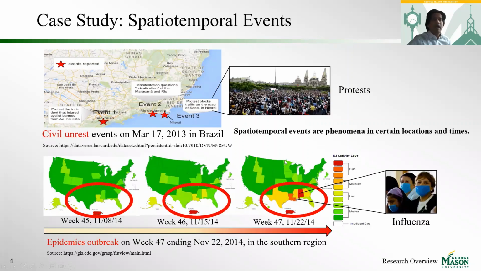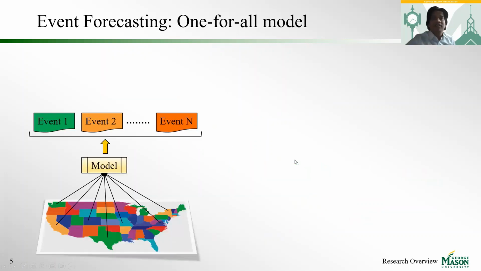Then take another example, that is influenza-like illness, and here is the outbreak in the southern region during 2014. I am going to use this one, influenza-like illness, throughout my research overview, and I will explain all of my research works according to this one. Okay, so let's start. First of all, we want to do event forecasting.